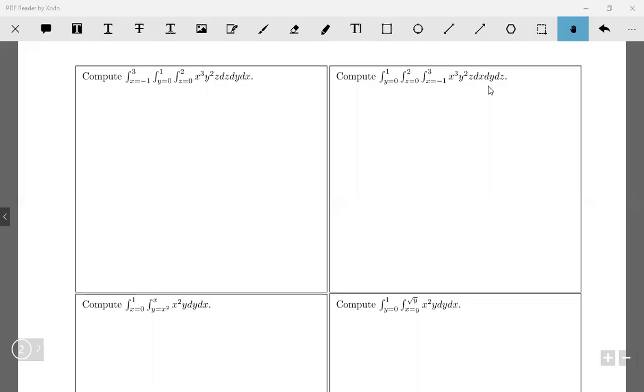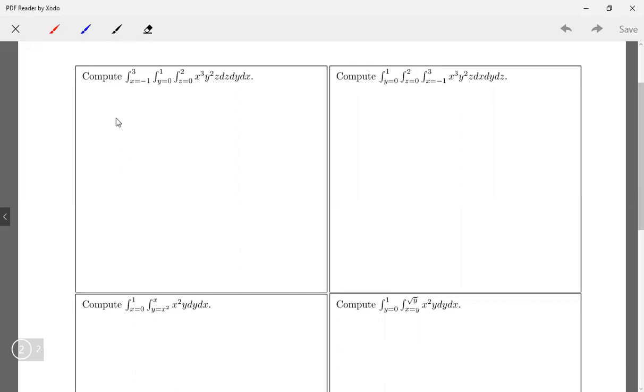Okay, in this video, we are going to do some examples of triple integrals. The other integrals that we looked at were called double integrals because there were two of them. These are called triple integrals because there's three of them. And the procedure is very similar. We're going to work from the inside out.